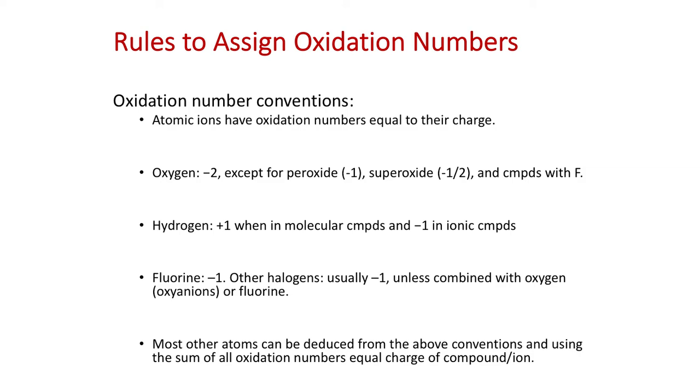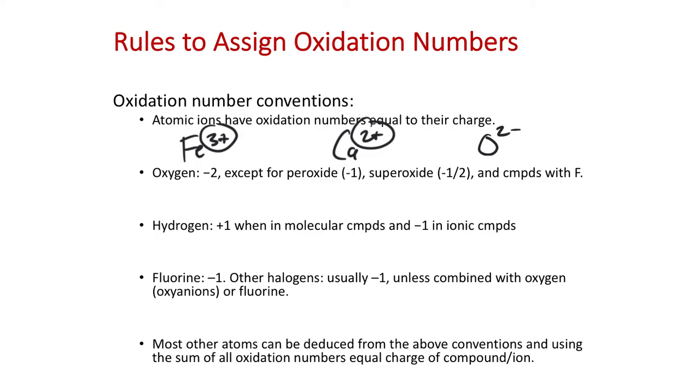Let's look at some other rules for oxidation numbers. So atomic ions always have oxidation numbers equal to their charge. So if you have an ion like iron 3+, then the oxidation number is just +3. If you have calcium 2+, like we did earlier, the oxidation number, of course, is just +2. Oxide ion would be -2. So if you have a simple atomic ion, the charge and the oxidation number go hand in hand.